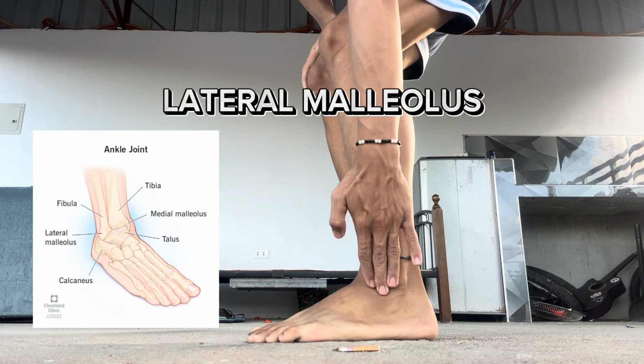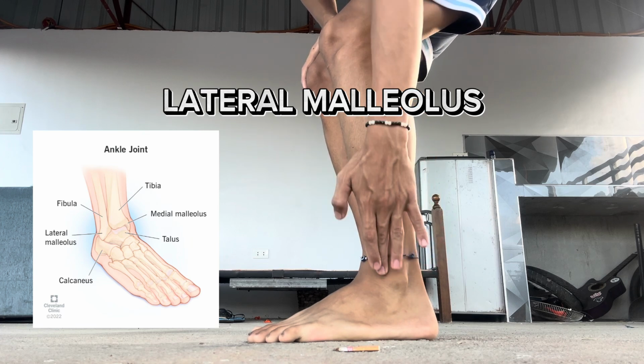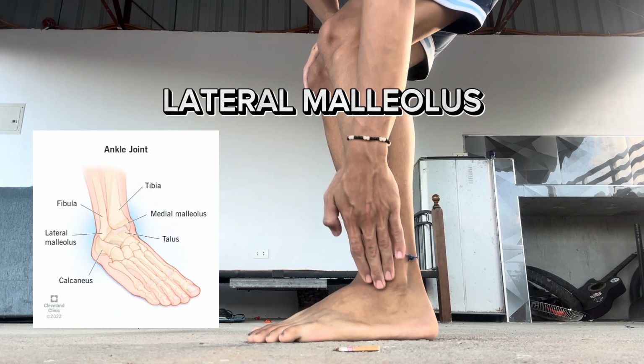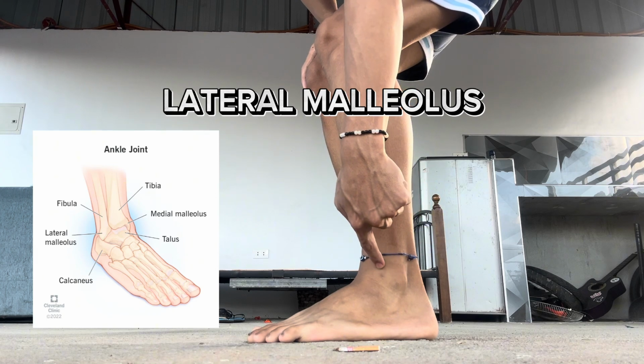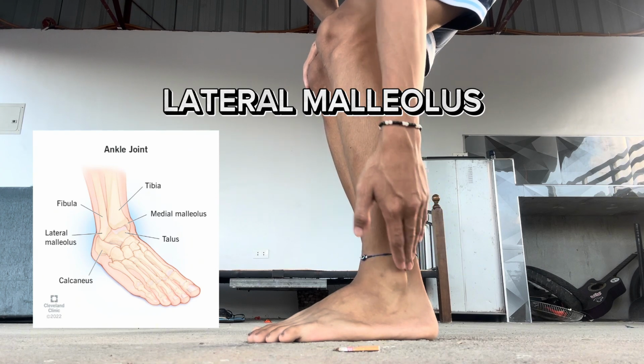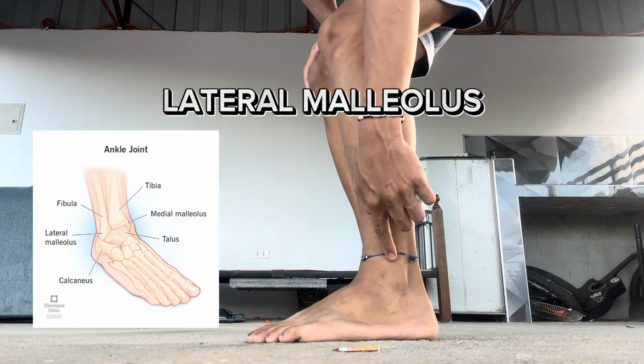Lateral malleolus is the name given to the bone on the outside of the ankle joint called the fibula. The most common type of ankle fracture is a lateral malleolus fracture, which can occur when the ankle is twisted or rolled.